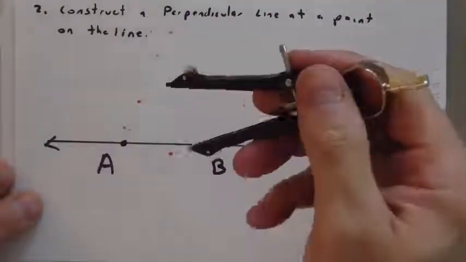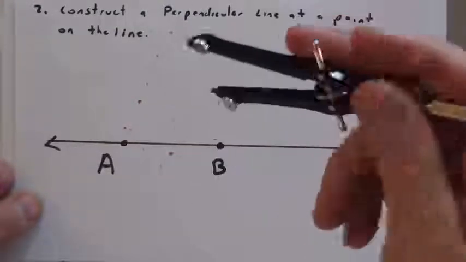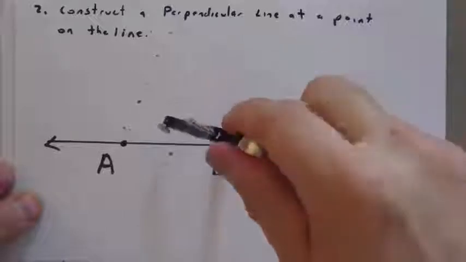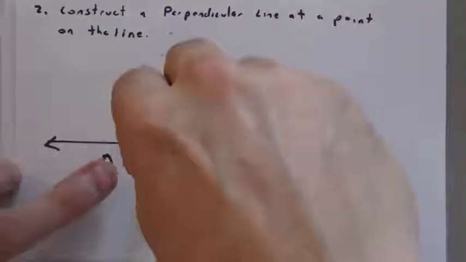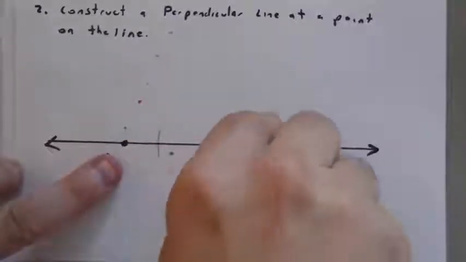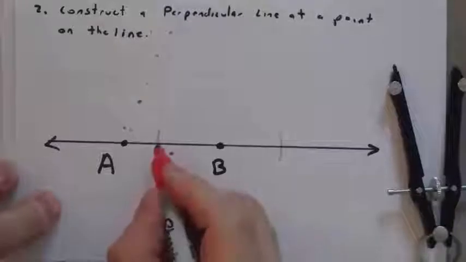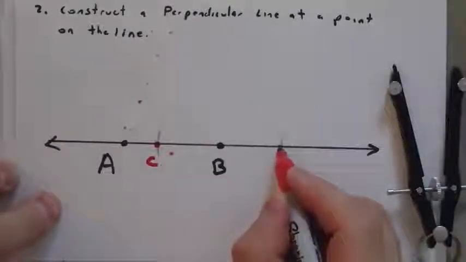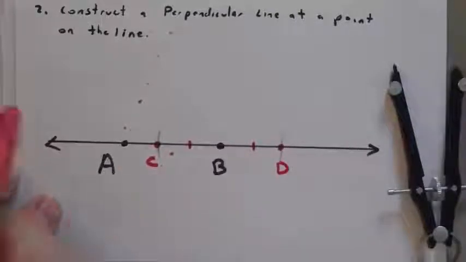Well, if we take our compass, this side, I got it centered on B, and I'm going to have it make a mark on line AB at 2 points. And we're going to label those points C and D. And likewise, that segment is congruent to that segment.